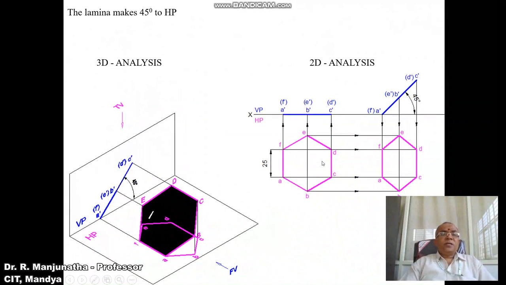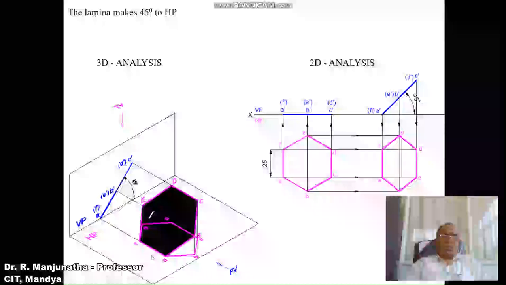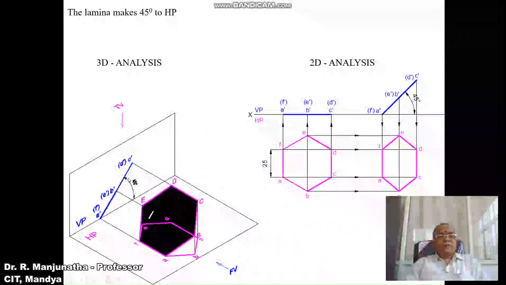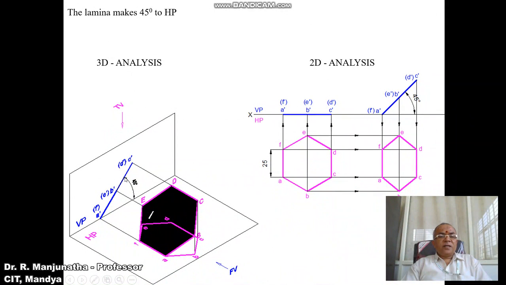Then in the second position, as it says, the lamina makes 45 degrees to HP. In this case, there are two edges which are perpendicular to VP. One is AF and the other one is CD. Either we can rest it on CD or we can rest it on AF. In this case, we have made AF rest on HP. Therefore, A dash, F dash is on the horizontal plane, and it is rotated at an angle of 45 degrees. In the second position, we can see that the surface is inclined at 45 degrees to HP, but still the surface is perpendicular to VP.